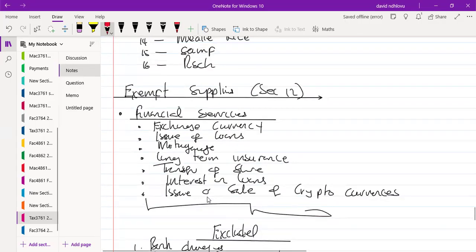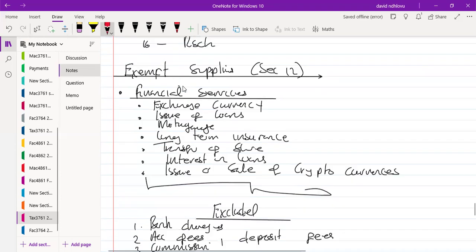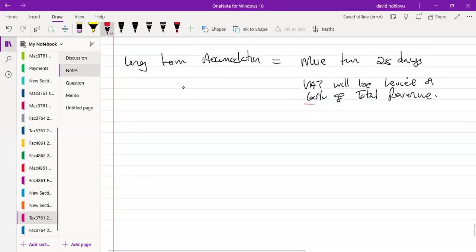So these are the items that are exempt supplies. Once you have covered this theory, and then next week we do the deemed supplies, you are done with output VAT, and you should be able to do calculations. So let's hold it here for this week. Next week, or the next session, we are doing deemed supplies to complete output VAT.